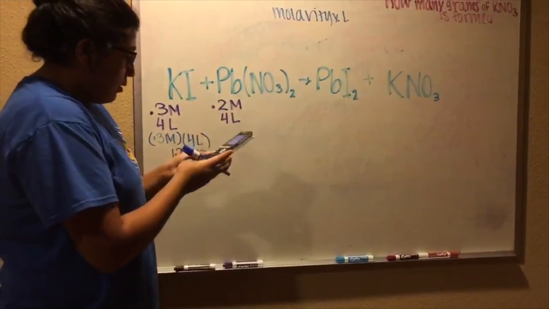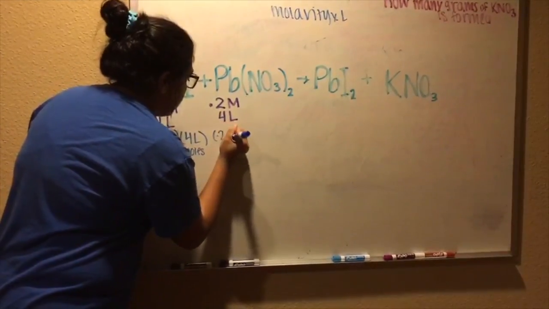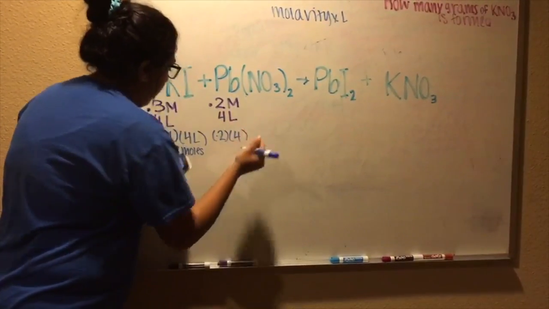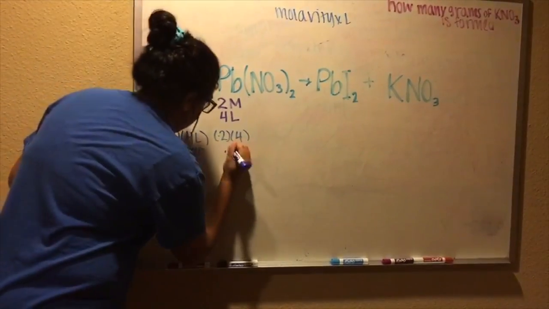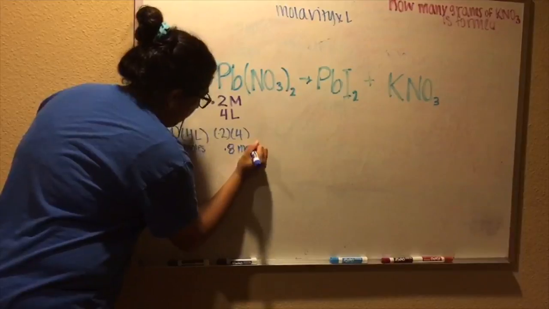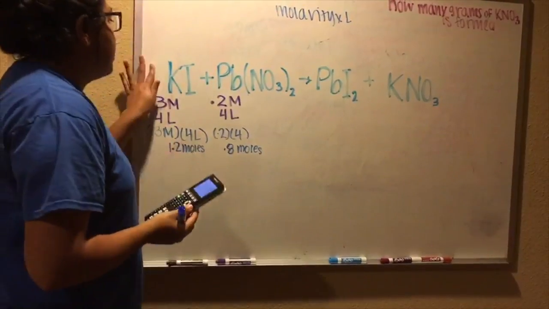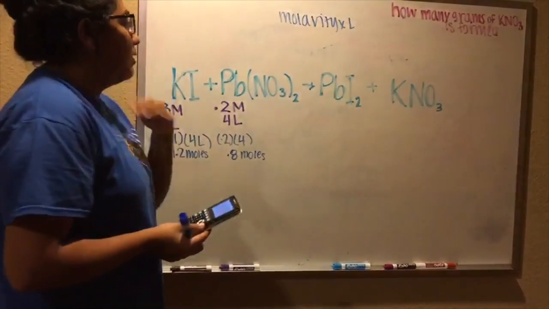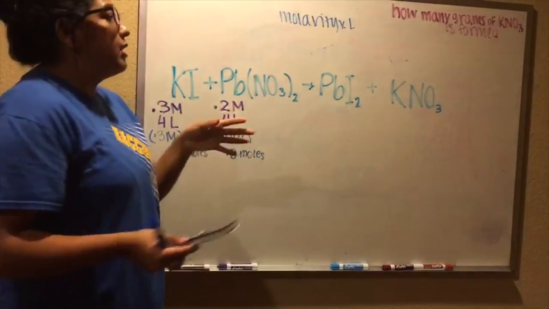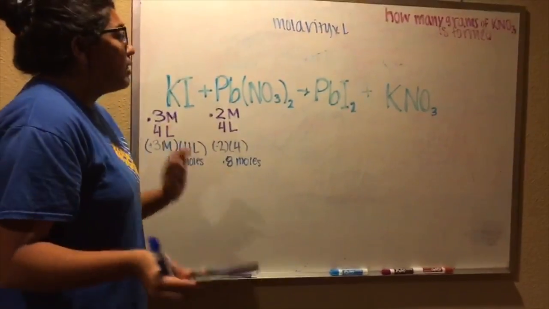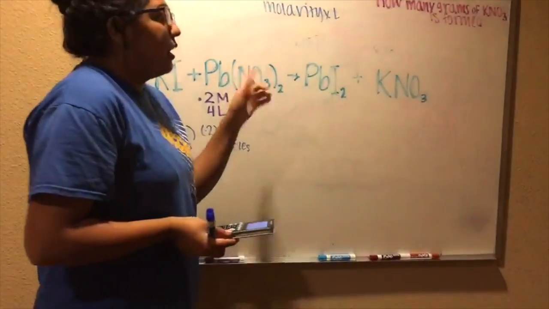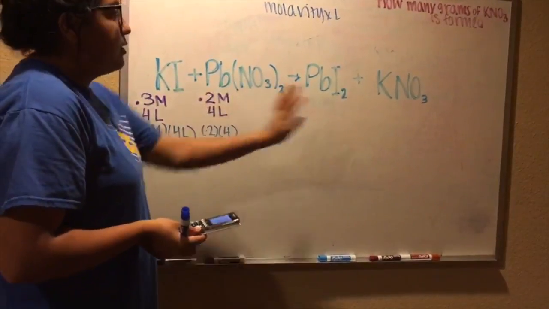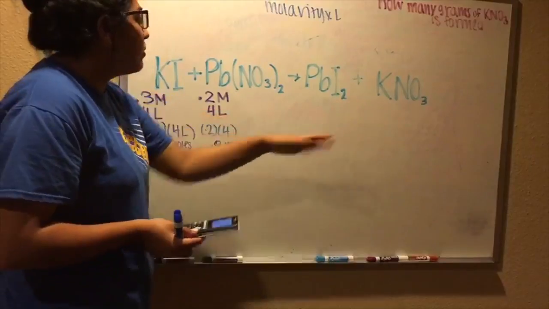And 0.2, we're going to do that as well. 0.2 times 4 is equal to 0.8 moles. So now that you know how many moles you have of each substance, you're going to have to do the standard limiting reagent method to find out which one is the limiting reactant, and then do the molar relations in order to find out how much KNO3 is formed.